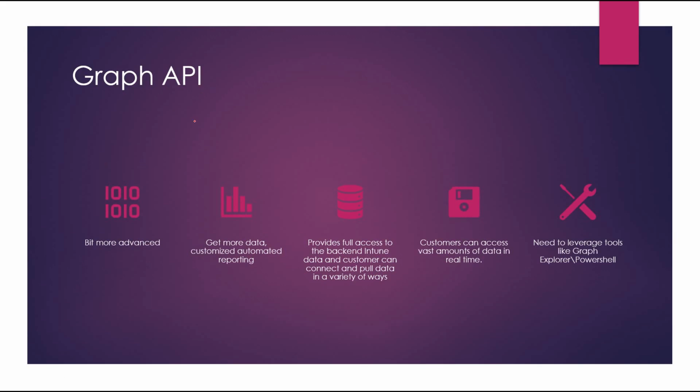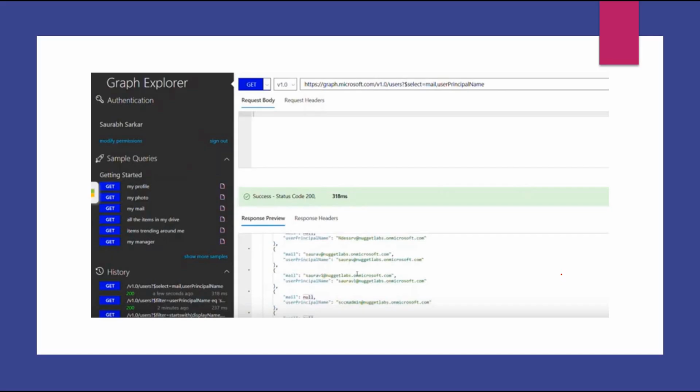But again, just an overview, Graph API can also be used. It is a bit more advanced and it helps us in getting more data in a customized and an automated reporting manner. It provides us full access to the Intune backend, Intune data, and the customers can connect and pull data in various ways or methods. Customers can access the data in real time. So it is not like it will give you historical information. It gives you real-time information of what's going on right now. And then we need to leverage tools like Graph Explorer or PowerShell, using which we can make these Graph API or RESTful API calls.